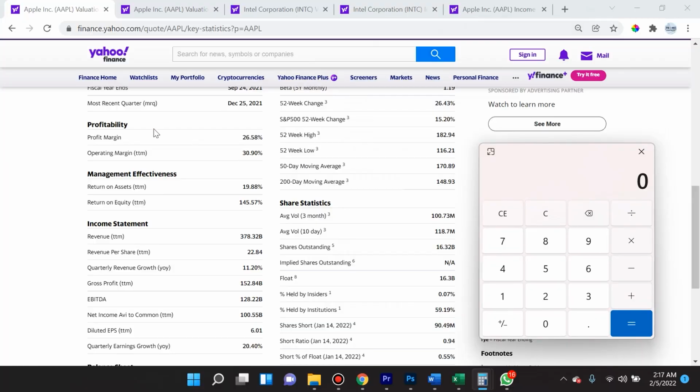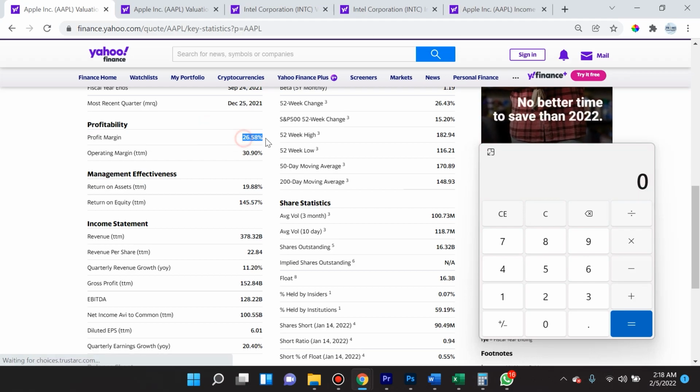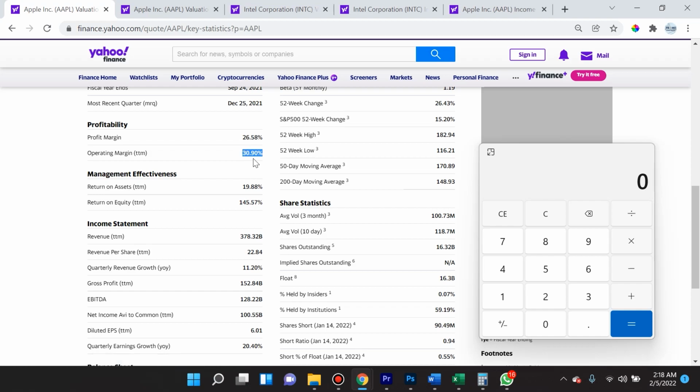All right, guys, so let's quickly figure this out. If you navigate over to Yahoo Finance and you search for the ticker symbol for Apple, which is AAPL, you will see the profitability values: there's profit margin, which says 26.58%, but there's also something called operating margin, trailing 12 months, which is 30.9%. So how can you find this figure and calculate it using the income statement? I'll show you that right here.